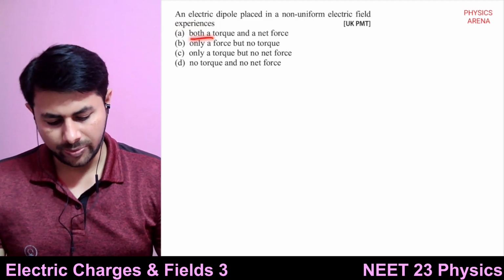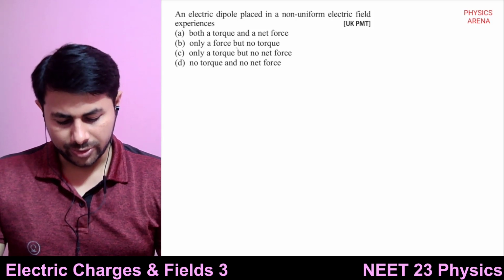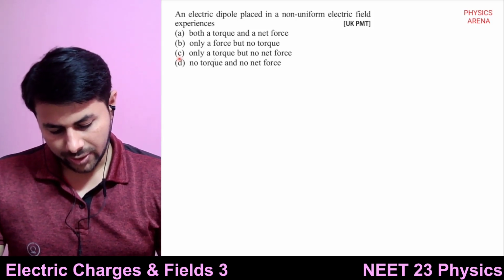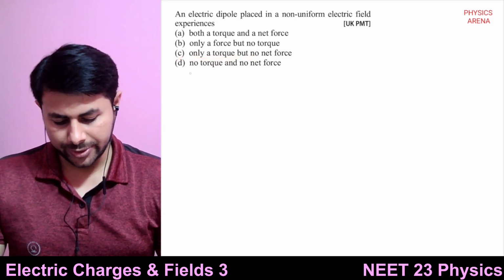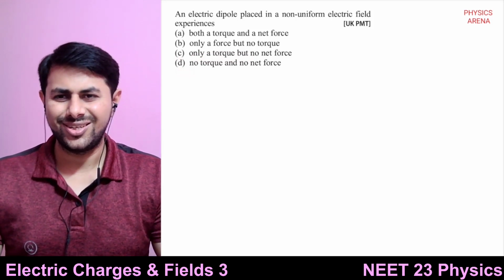Option A, both a torque and a net force. Option B, only a force but no torque. Option C, only a torque but no net force. Option D, no torque and no net force. What is the answer?